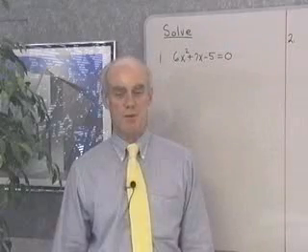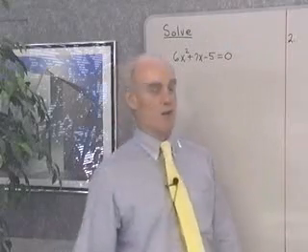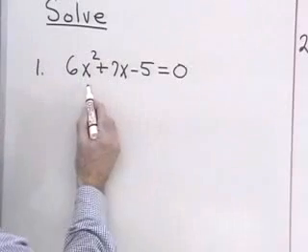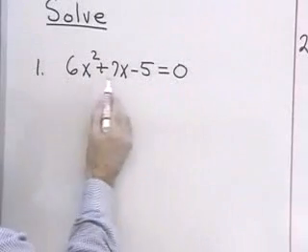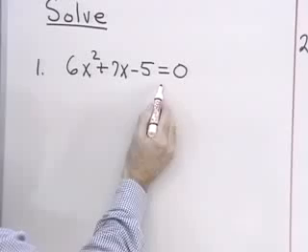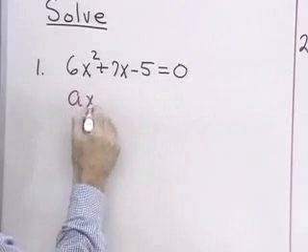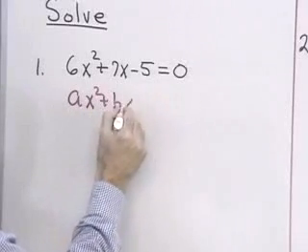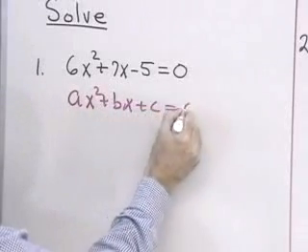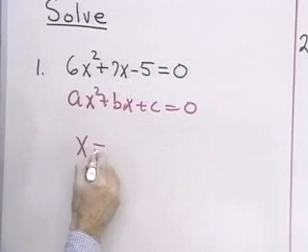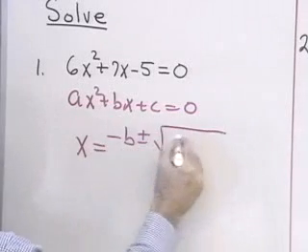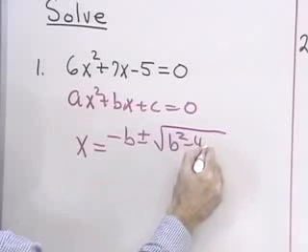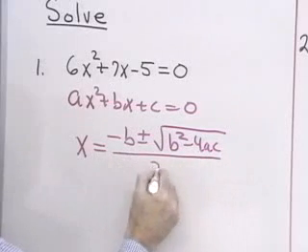Next, we're going to use the quadratic formula to solve some quadratic equations. Here I have 6x squared plus 7x minus 5 is equal to 0. This is a quadratic equation in standard form. If I have ax squared plus bx plus c equal to 0, then the quadratic formula says that x is always negative b plus or minus the square root of b squared minus 4ac all over 2a.